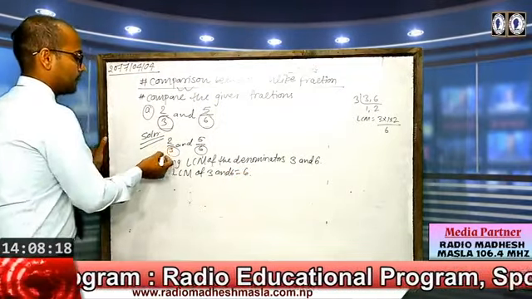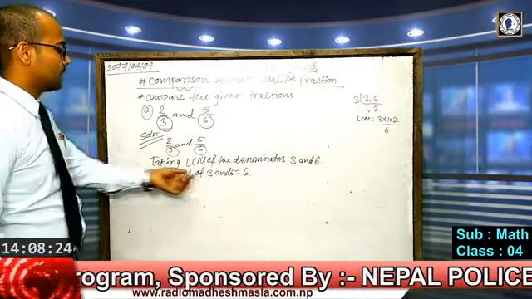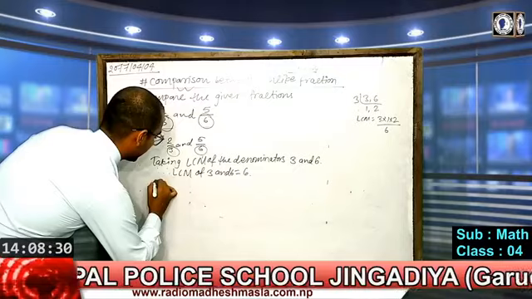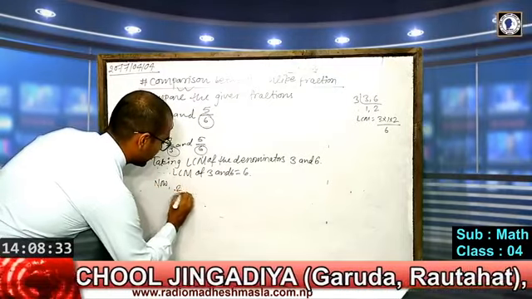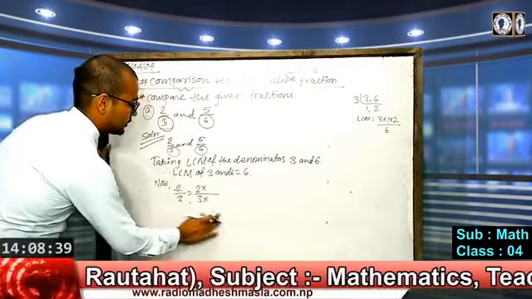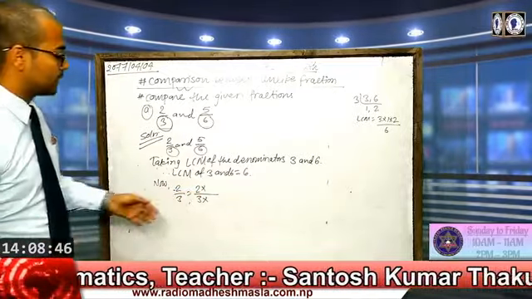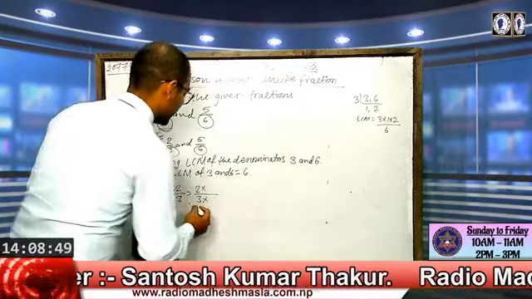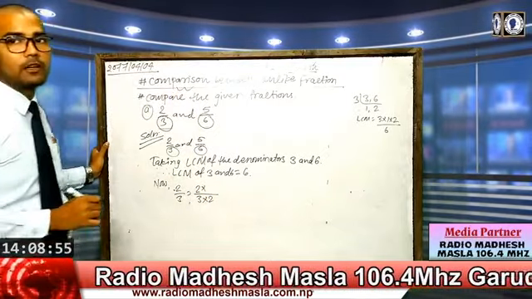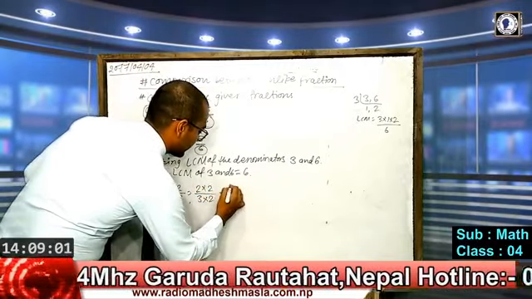Now we have to multiply the denominators of both fractions to make the denominators equal to the LCM. First, 2 by 3. We should choose the number by which 3 is multiplied to become 6. So we multiply 3 by 2 and it becomes 6. Then we should multiply the numerator by 2 as well, so we get 4 by 6.